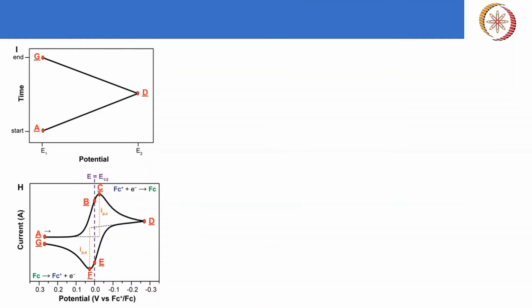Suppose we start at A, whatever it is, and you are scanning the potential with time, and your cyclic voltammogram or current response comes like this. After some time it suddenly increases to a particular maximum point C, then again it comes down and reaches D. Then when you do the reverse process, it again gives a maximum current E, and again it comes to the G point.